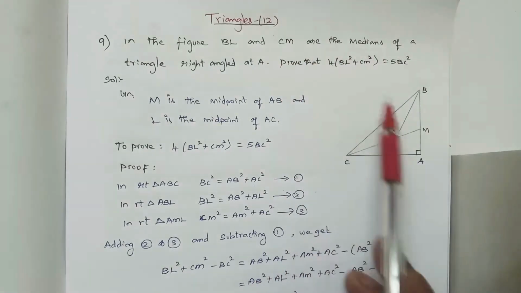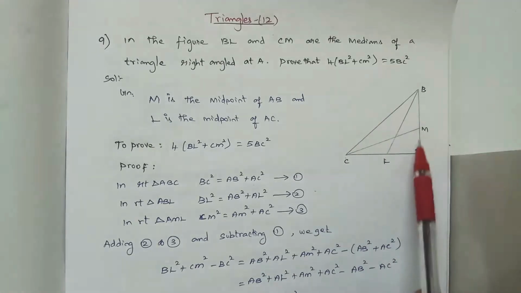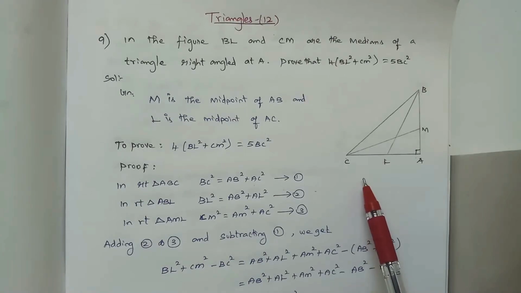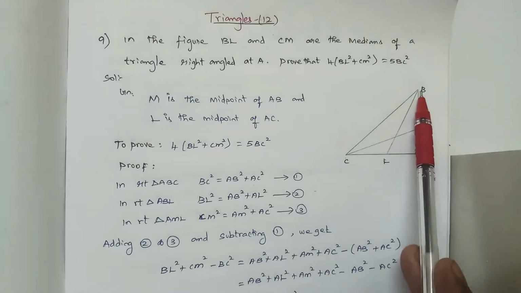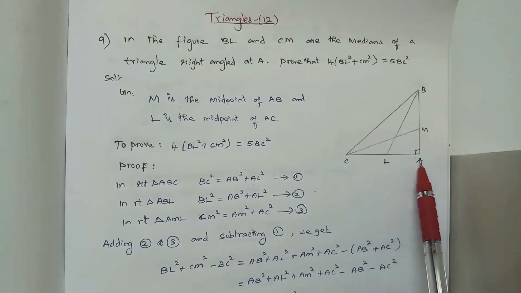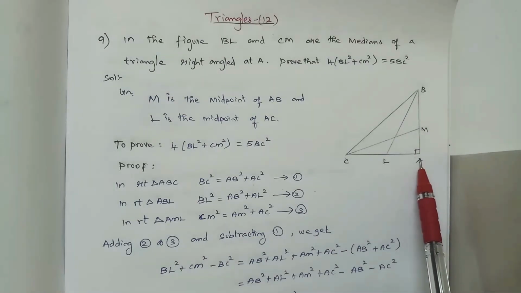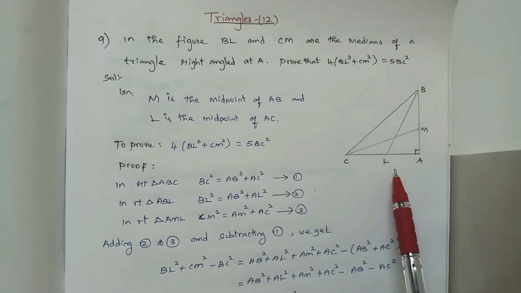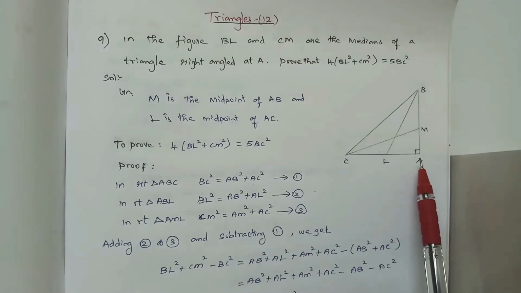BL and CM are the medians of triangle ABC, right angled at A. So we are having a right angle triangle. How many right angle triangles are we having? We are having 3 right angle triangles. ABL is one right angle triangle. The second right angle triangle is ABC. And we are having one more, AMC, which is a right angle triangle. So we are having 3 right angle triangles, right angled at A. With the help of the Pythagoras theorem property, we are going to prove whatever they are asking.